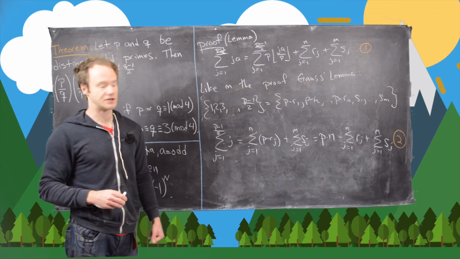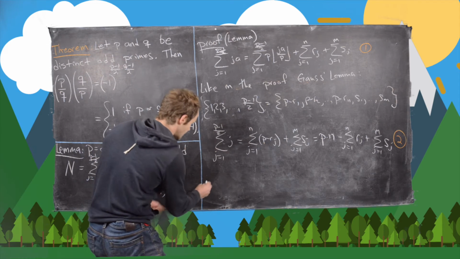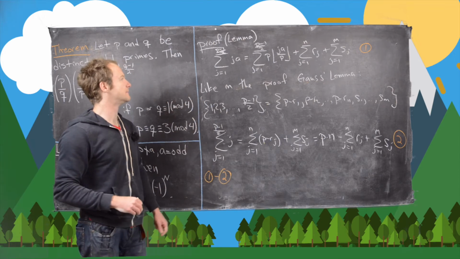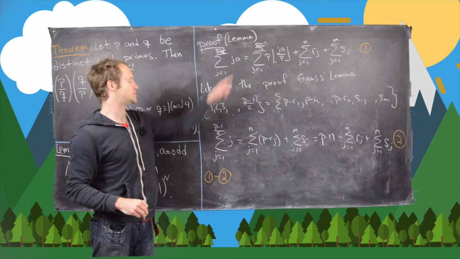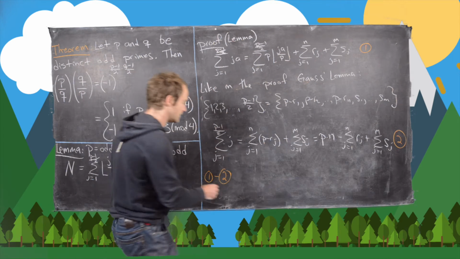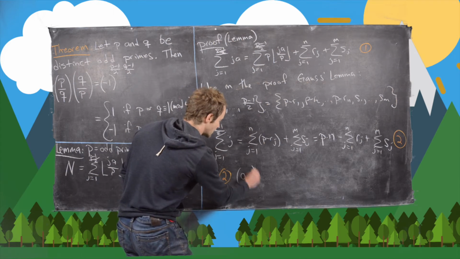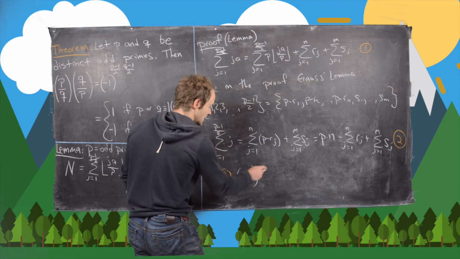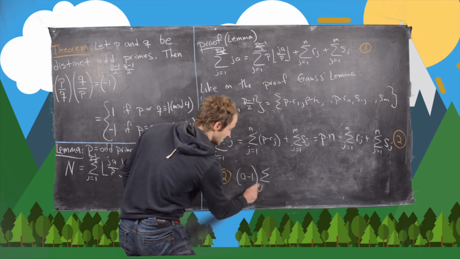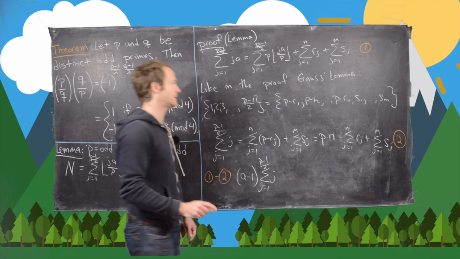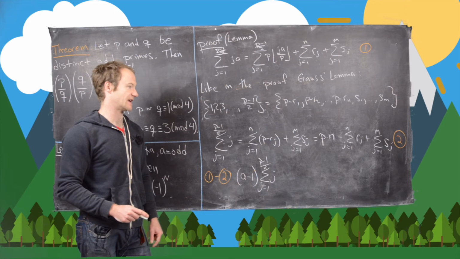And the next thing that we'll do is do equation 1 minus equation 2 and see what we get. So notice here we have the sum of j times a, and here we have the sum of j. So that means we can factor an a minus 1 out of that. In other words, factoring a j out of that, and we get the sum. So we get a minus 1 times the sum j equals 1 to p minus 1 over 2 of j. Good, that's what we get for the left-hand side.